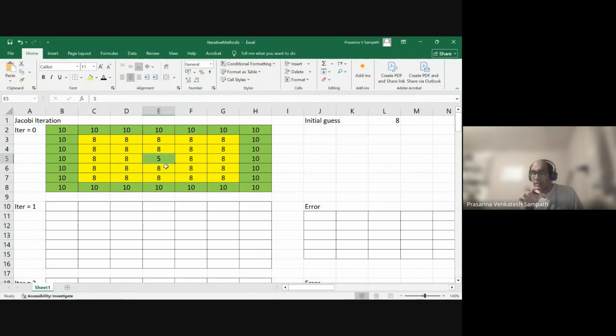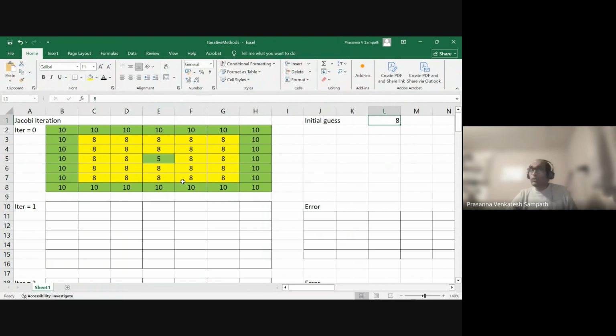Wherever there's a green cell, I already know the answer. I already know the head. I only don't know the head in these yellow boxes. Wherever I have a yellow box, I don't know the head. So I make an initial guess that the head in these yellow boxes is all equal to 8. This is my first guess.